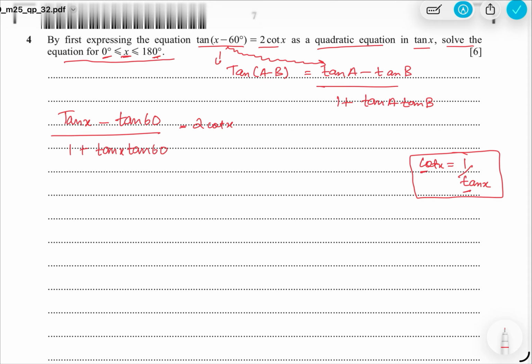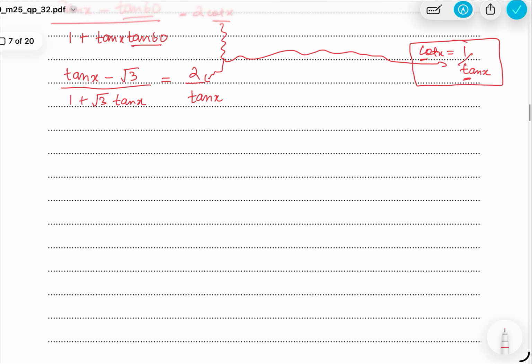Now, you can learn like this. So I can write it like this: tan x minus the value of tan 60, which is root 3, upon 1 plus tan 60, which is root 3 again, times tan x. Yes or no? Equals 2 upon tan x. Sir, why 2 upon tan x? See, cot x was 1 over tan x. So I've written it like this only. Okay. Now, what I will do now is I will take this and cross multiply. Multiply this by 2 and this by tan x.